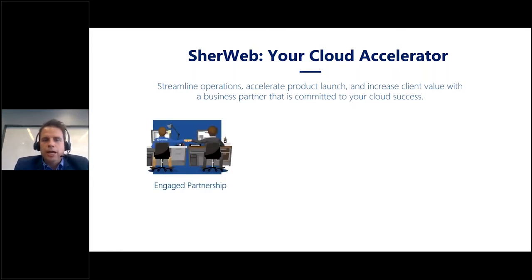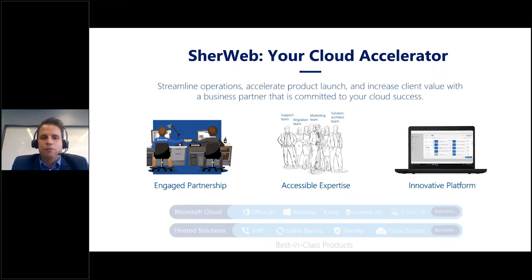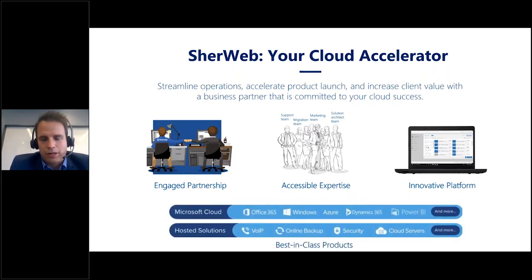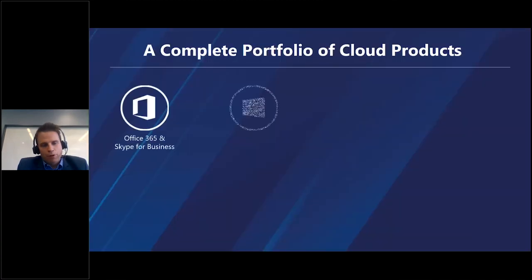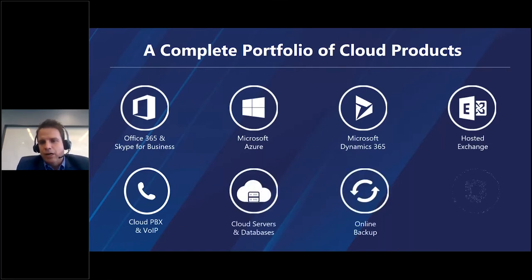And how do we accomplish that? We do so through 4 main pillars: engaged partnership, accessible expertise, innovative platform, and best-in-class products. So what does that mean? Before I get into the detail, the SureWeb product portfolio is vast. Here's a summary of our main product families, if you will.